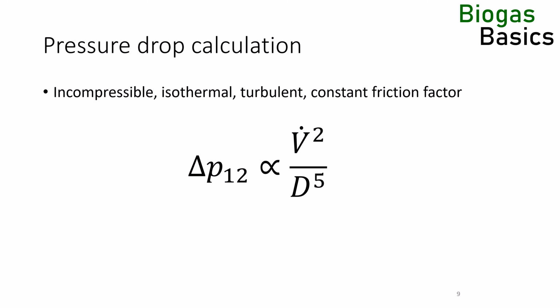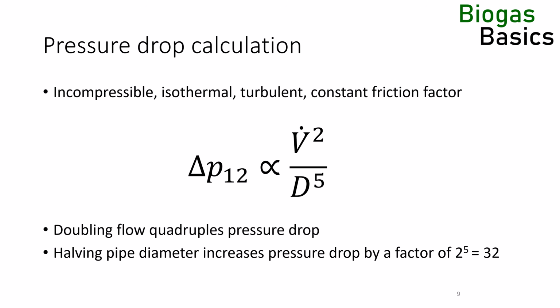For an incompressible, isothermal turbulent flow with constant friction factor, the pressure drop is proportional to the square of the volume flow over the inner diameter of the pipe to the power of 5. Doubling the volume flow will quadruple the pressure drop. Halving the pipe diameter will increase the pressure drop by 2 to the 5th power, which is 32. So, make the pipes big enough. Larger pipes do not give diminishing, but power law returns.